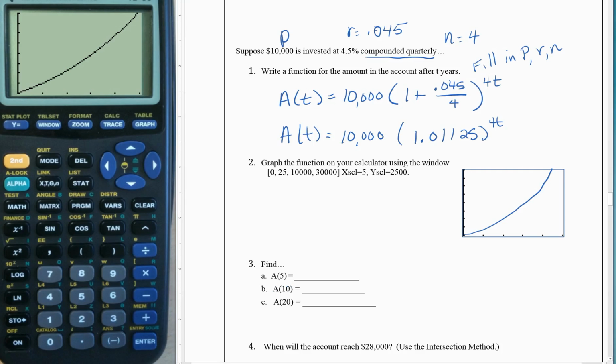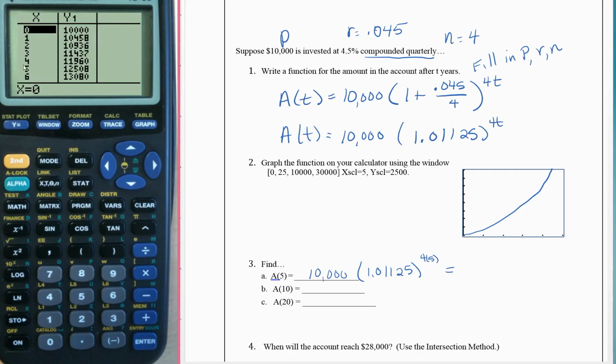So this says find A of 5. That means you would plug in 5 to here. So that would be 10,000 times 1.01125 to the 4 times 5, or to the 20th power. What this is saying is how much would be in your account after 5 years. Since we have that in our y equals, we can use our table function and go down to 5 and see that after 5 years we would have $12,508.